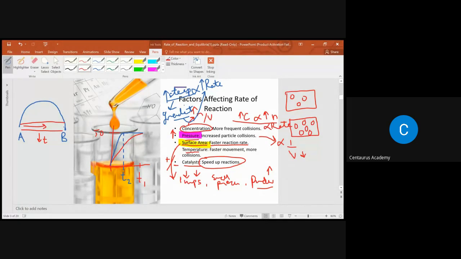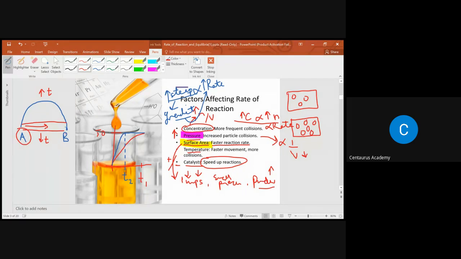So this is basically how catalysts work. What do they do? They provide an alternative pathway for the reactants to react and produce their products by decreasing the activation energy required by the reactants to produce the products. Are you getting my point?